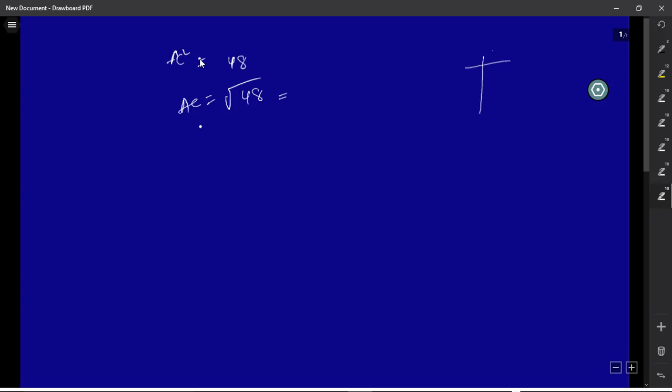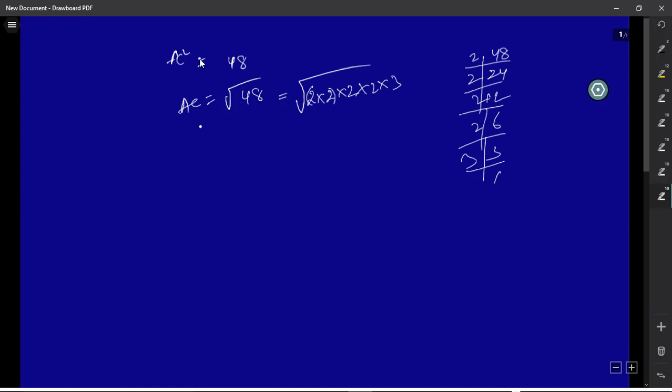How do I do this? Let me just take LCM of this. 2 24s are 48, 2 12s are 24, 2 6s are 12, 2 3s are 6, 3 1s are 3, right? So 48 I can write down like this: 2 into 2 into 2 into 2 into 3, right? These two same numbers I can take as 1 outside the square root. 2 2s are 4, 4 root 3. So the value of AC that I see is 4 root 3.